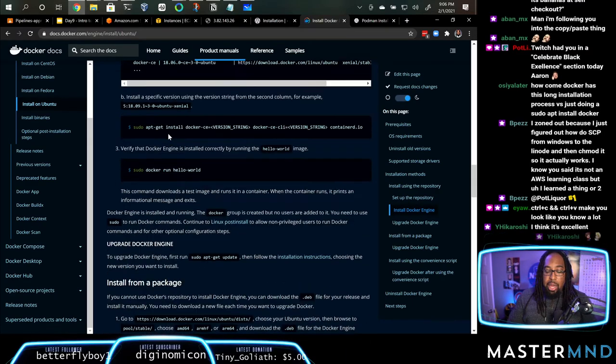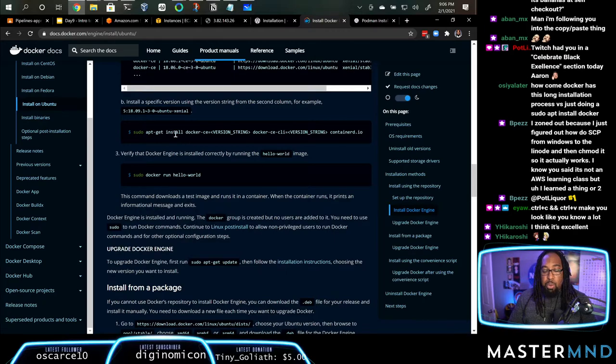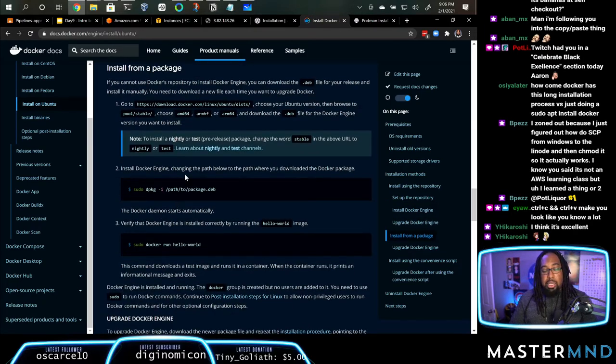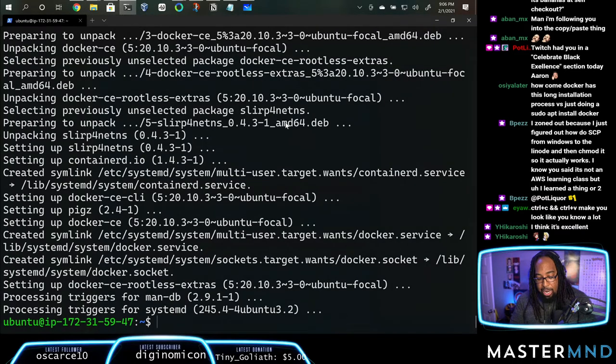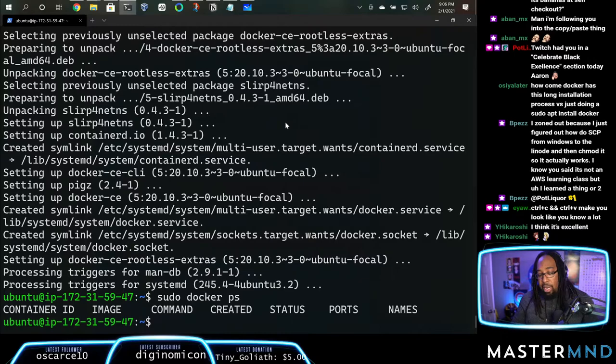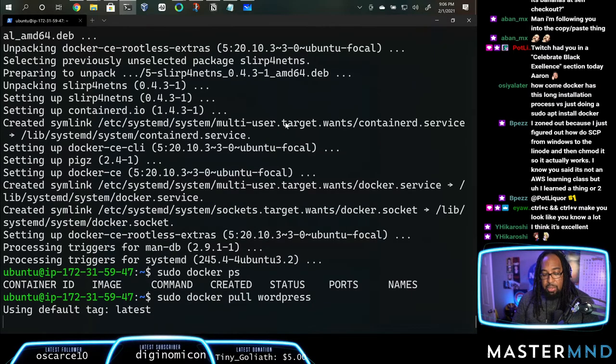So we're good to go here. I think we're all set up with what we need to do. There are some other things going on here that'll take you through the setup, but we don't need that right now. Docker's probably not running. Oh, it is running. It's available. Here's what we're gonna do: sudo docker pull wordpress.